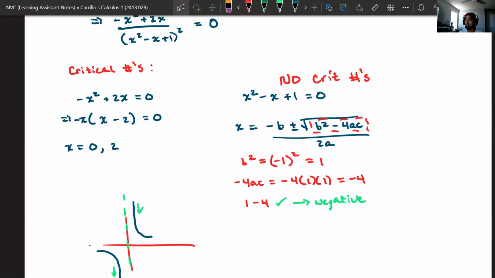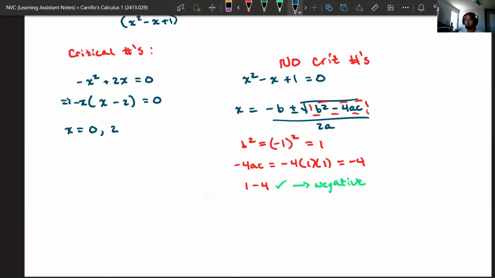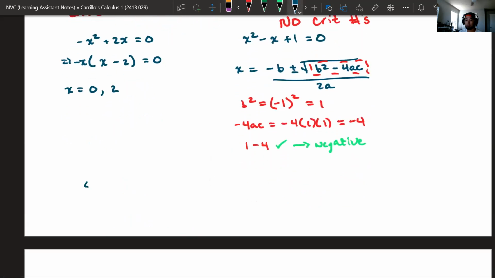All right, so instead of having to try to find all these critical numbers from solving the denominator, I saved myself some time by just looking at the determinant, right? And I saw that the determinant was negative, meaning there are no critical numbers that come from the denominator of my rational function. So my only critical numbers are going to be x equals 0 and x equals 2.